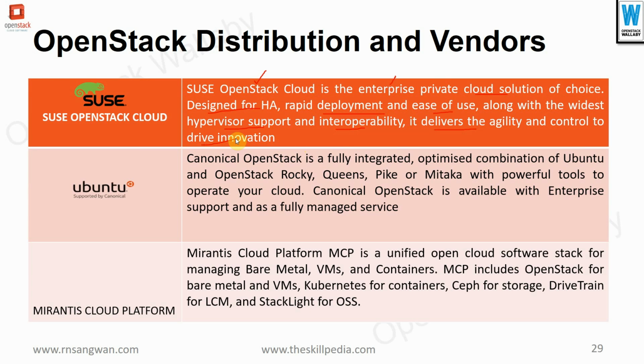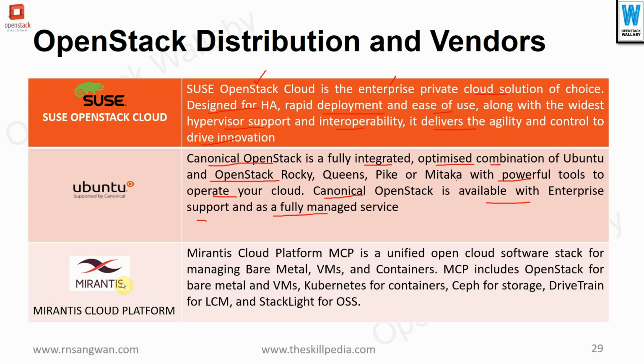And we have Ubuntu. Canonical OpenStack is a fully integrated, optimized combination of Ubuntu and OpenStack. Rocky, Queens, Pike, Mitaka, and others, even Wallaby and Xena, the latest release. With powerful tools to operate your cloud, Canonical OpenStack is available with enterprise support as a fully managed service.